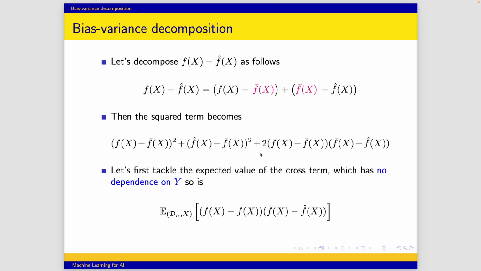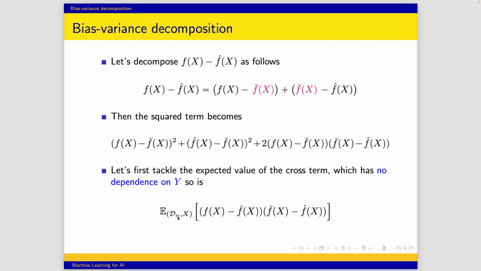We need to take the expected value of this, sorry, of this thing squared, which is the expected value of this whole thing now. So it's going to be the expected value of this plus the expected value of that plus twice the expected value of this. So let's find out what the expected value of this is.